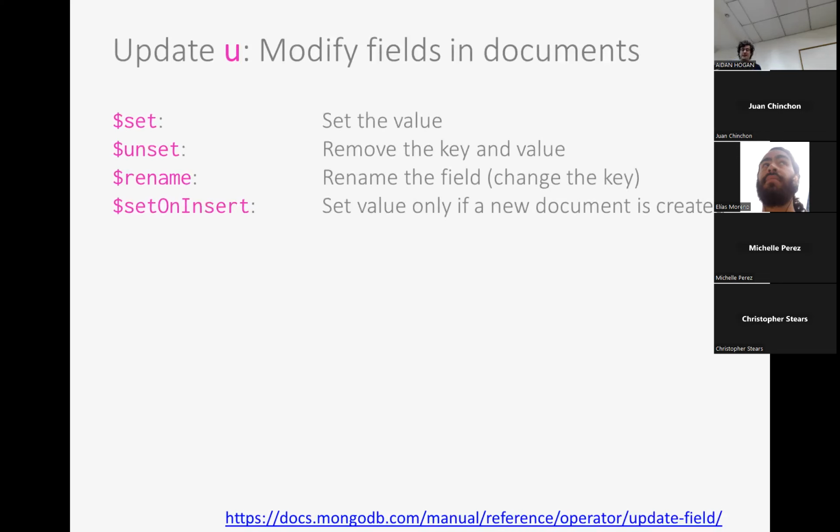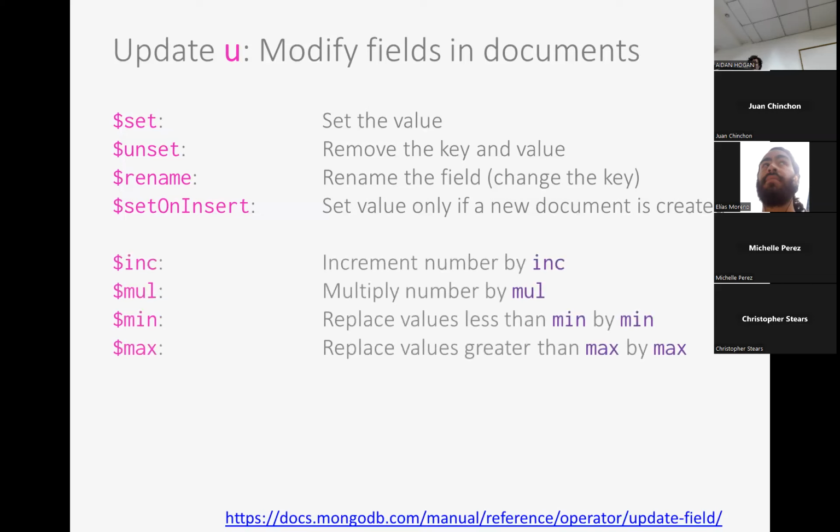So here we have some functions for updates. We can set a value, we can unset a value and remove the key and the value, the entire field. We can rename a field, which is to change the key of a field. We can set a value only if a new document is created with set on insert. Basically there's this update or save function that can either update a document if it already exists or insert it if it doesn't exist. And if it doesn't exist, we can use set on insert to set a particular value, for example, the date the document was created.